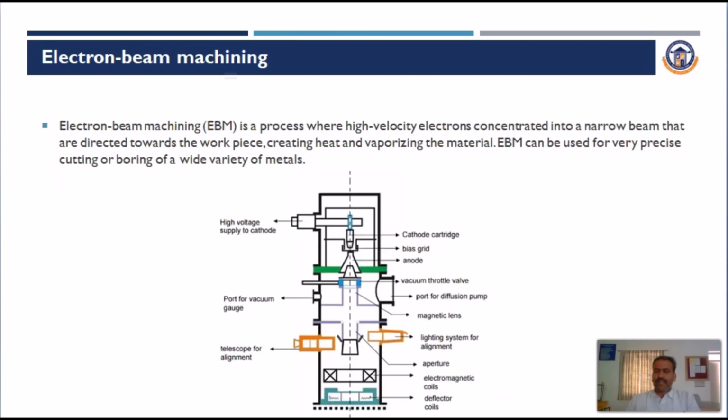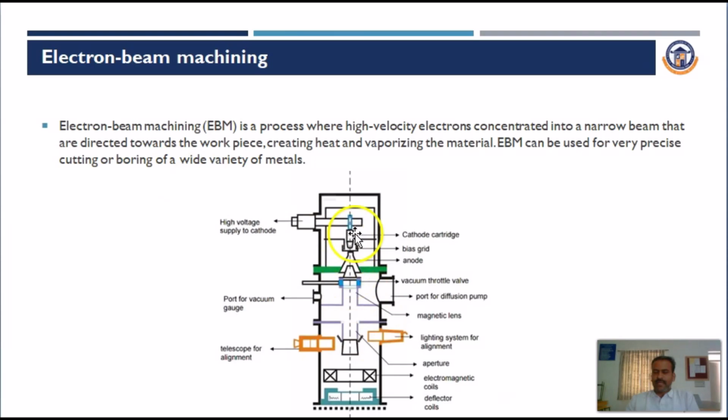The next process is the electron beam machining process. It is the same as plasma arc machining, but instead of plasma we develop an electron beam using a cathode and electrode. That is called the electron beam machining process. Electron beam machining is a process where high velocity electrons are concentrated into a narrow beam and directed towards the workpiece, creating heat and vaporizing the material. It can be used for very precise cutting or boring of a wide variety of metals.